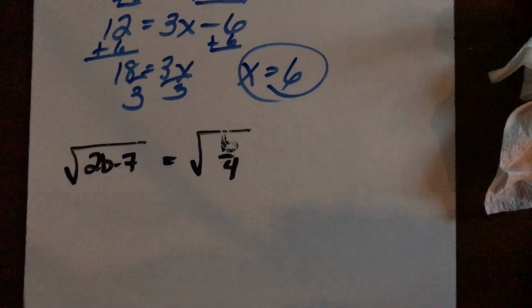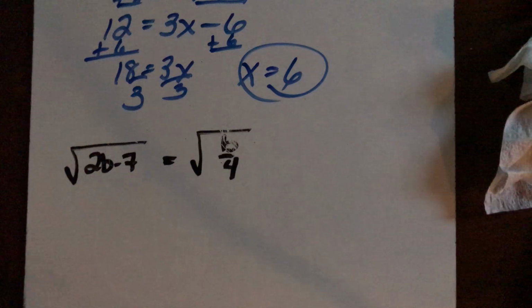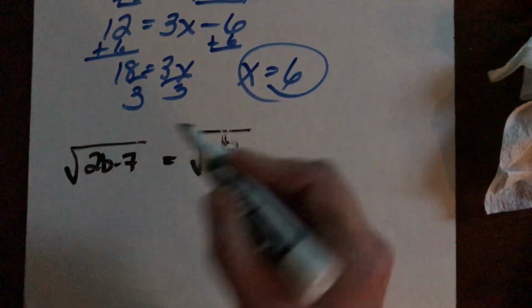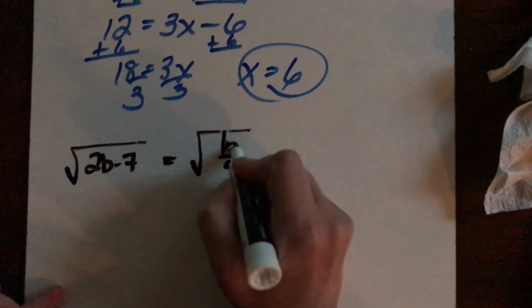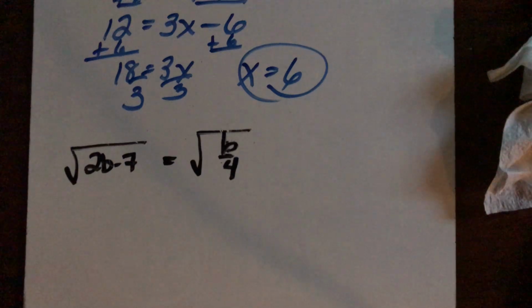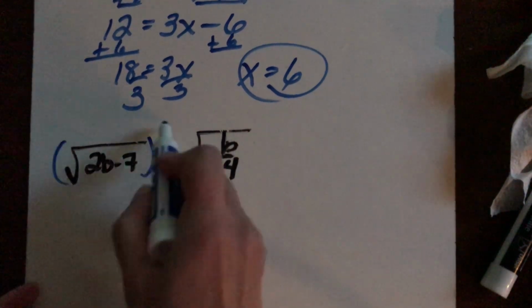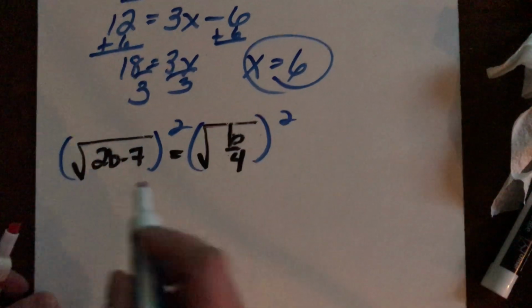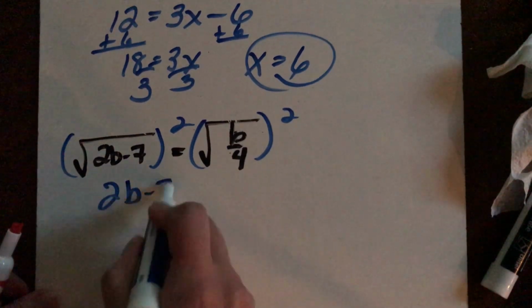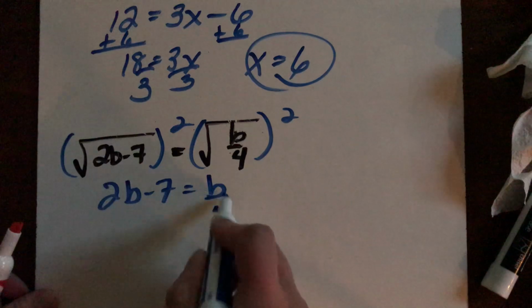Oop, you can't tell that because that is a b over 4. Okay, b over 4. So what I'm going to do is I'm going to square each side. So I'm going to square this side, I'm going to square that side. I have 2b minus 7 equals b over 4.